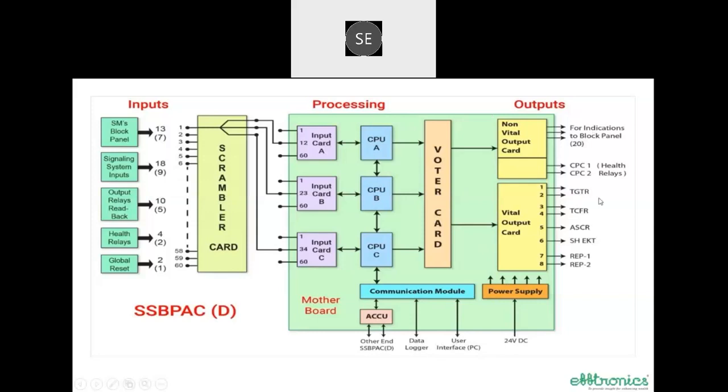So this is the overall picture of the system: inputs, processing those inputs and producing the outputs, communication, and power supply. So these are 5 units, if you take it that way: inputs, processing the inputs, producing the outputs, communication, and power supply. Total 5.